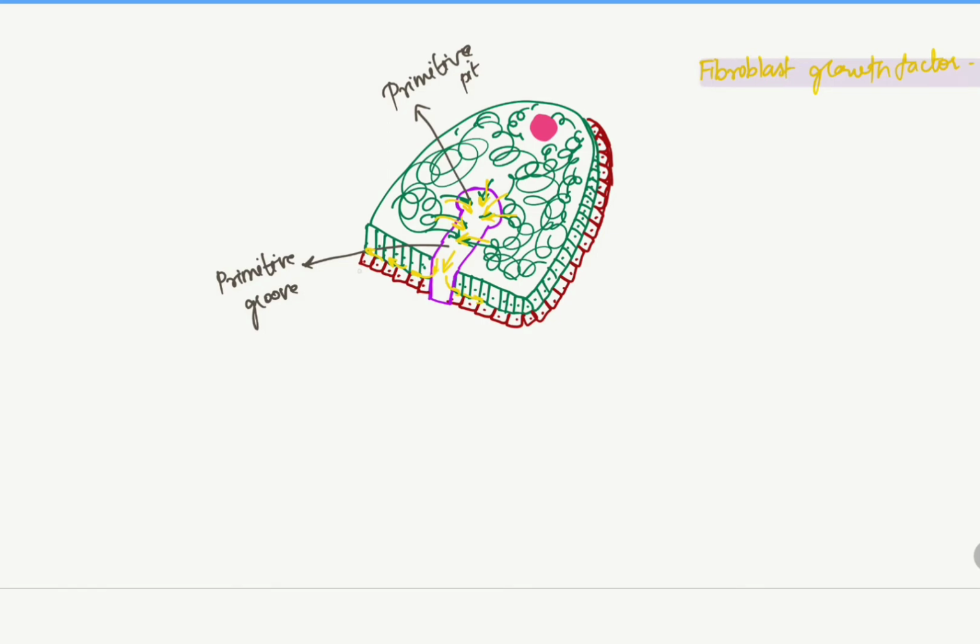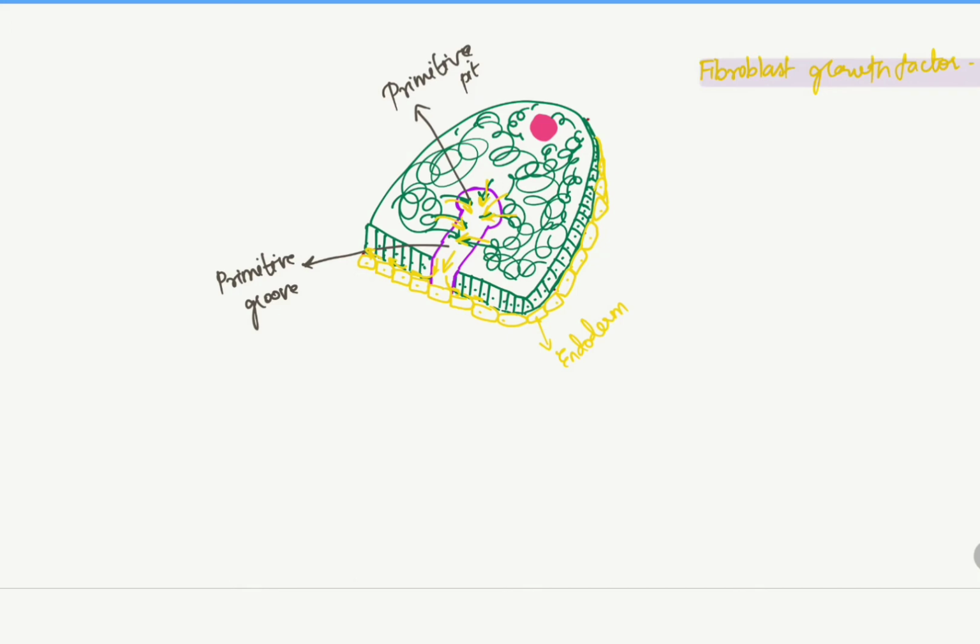So now what happens? The hypoblast cell layer starts disappearing. This is the newly formed cell layer, and in this diagram you can observe that the hypoblast cell layer has disappeared, right? So what happens? The epiblast cells first move medially and fall into the primitive groove and the primitive pit, and start moving laterally and form a new layer called the endoderm.